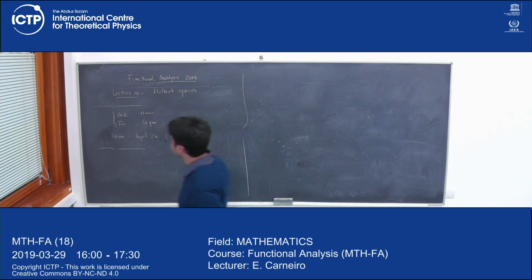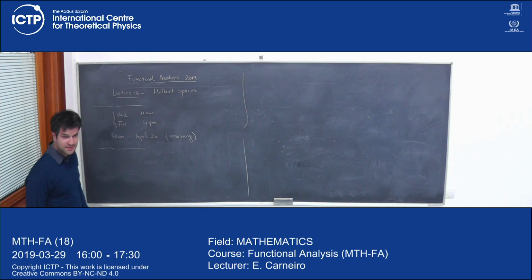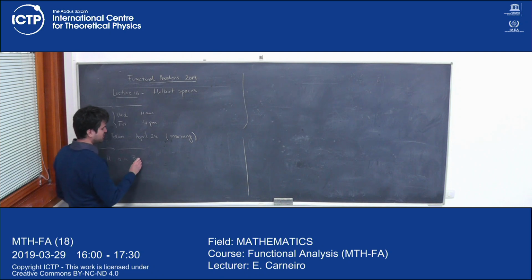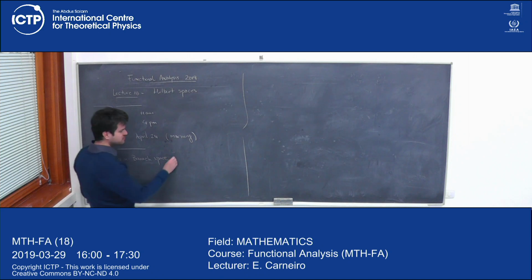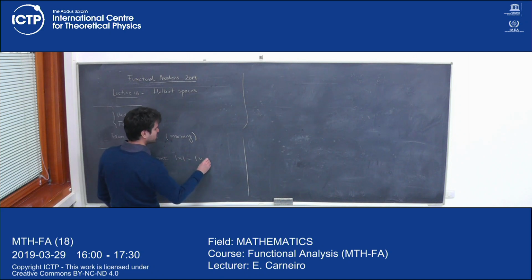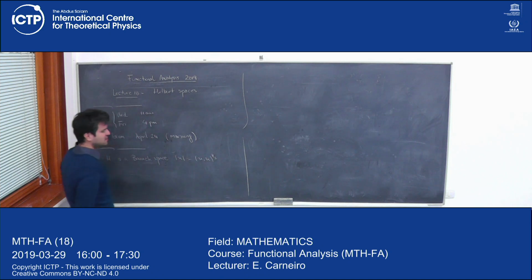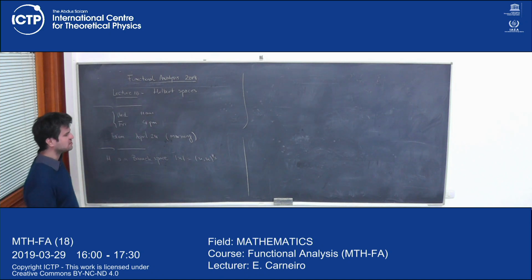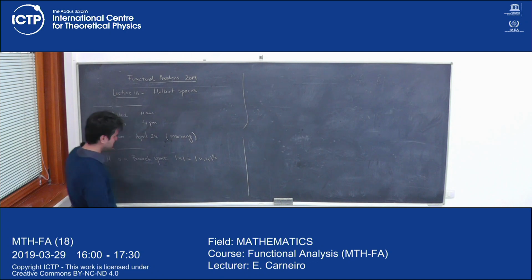Okay, so last class we started discussing a little bit about Hilbert spaces. For me, a Hilbert space H is a Banach space with the norm of u coming from an inner product. So you have an inner product and you have the norm of u as the norm associated to this inner product. We've seen a little bit about projections.